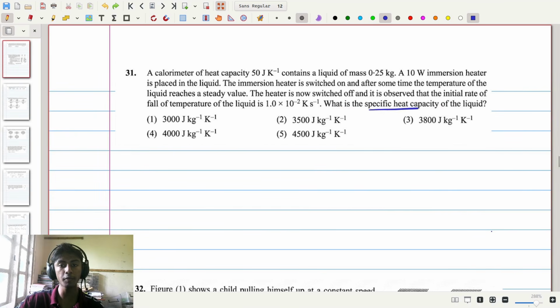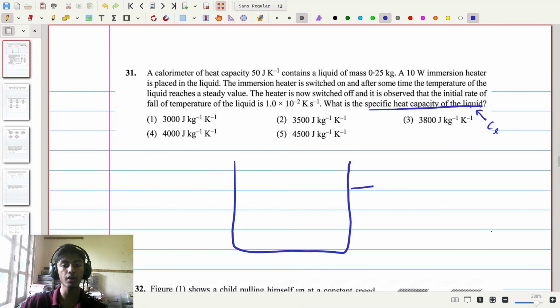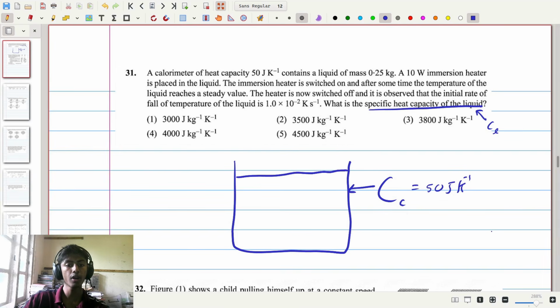Now for this, I'm going to label the specific heat capacity as C sub L, to indicate it is the heat capacity per unit mass of the liquid. Now considering the situation, we have a calorimeter of heat capacity capital C of 50 joule per Kelvin. I'm going to call it capital C sub C to indicate the calorimeter's heat capacity. Now inside the calorimeter, we have liquid of mass 0.25 kilograms, and therefore the heat capacity capital C sub L is equal to the mass of 0.25 kilograms times small c sub L.